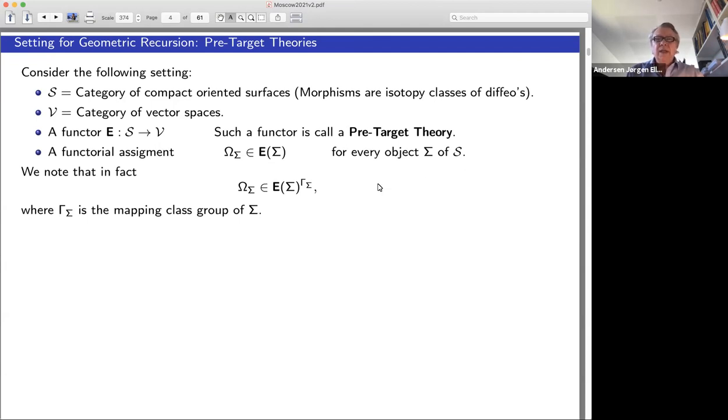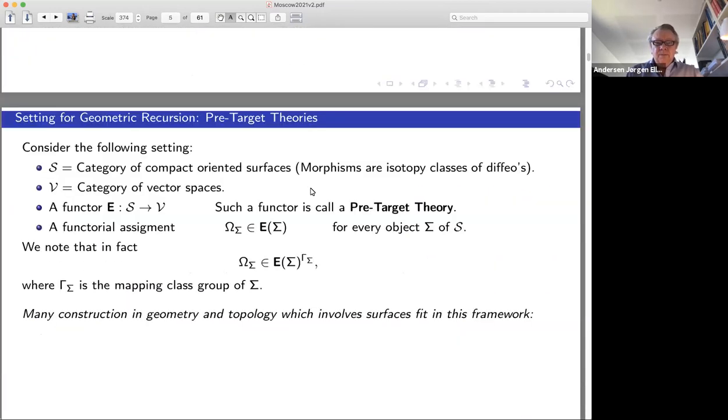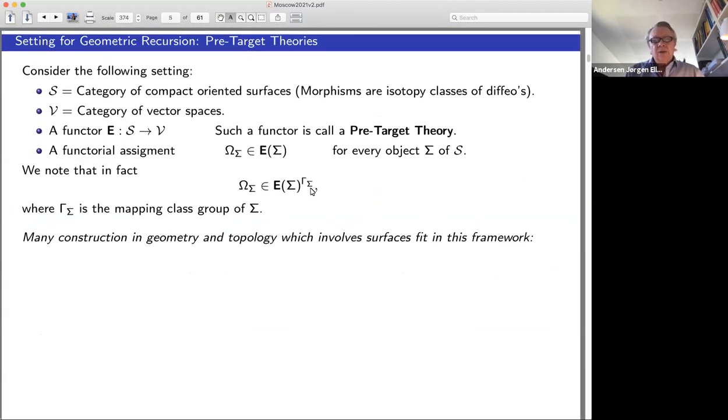And so that in particular means that this omega sigma will not just lie in this vector space, but it will lie in the subspace that is invariant under the mapping class group. And so that's a very important point about this whole construction. Okay, I move on further. So it's actually amazing that in this very, very simple setup, there are really a lot of different constructions in geometry and topology in low dimensions that fit into this framework. So let me show you a few of them, which will be particularly relevant for this talk.